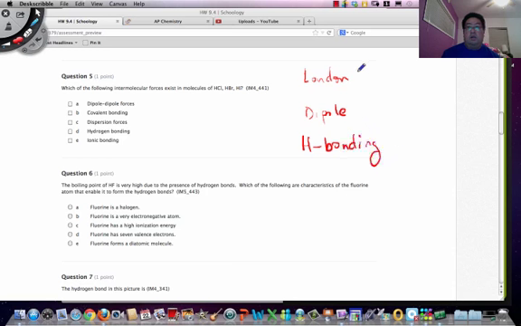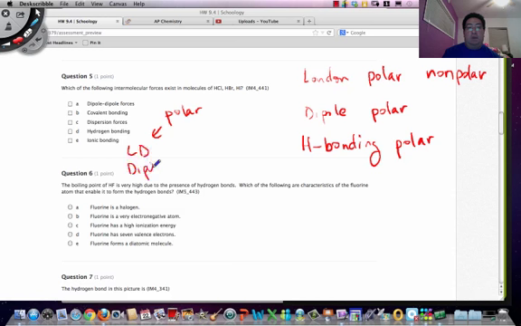Okay, so remember, both polar and nonpolar compounds will have London dispersion forces. Dipole interactions are for polar covalent compounds only, and hydrogen bonds are for polar covalent bonds only. Now when you have a polar compound, it's either going to be London dispersion and dipole, or you're going to have London dispersion and H bonding.